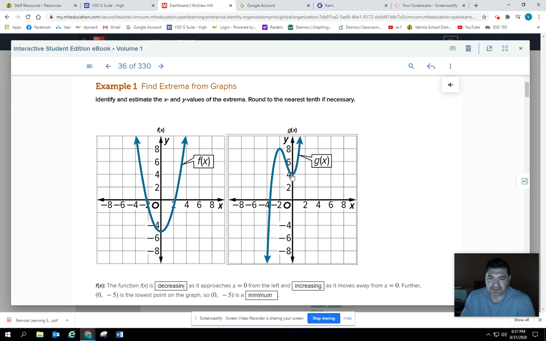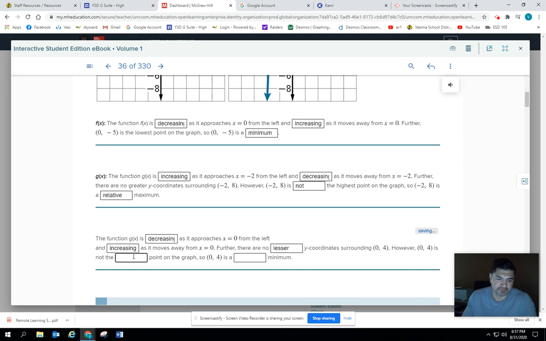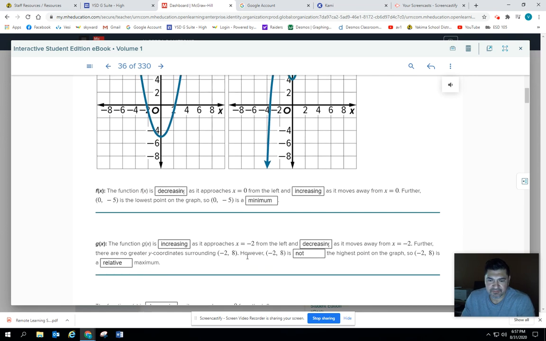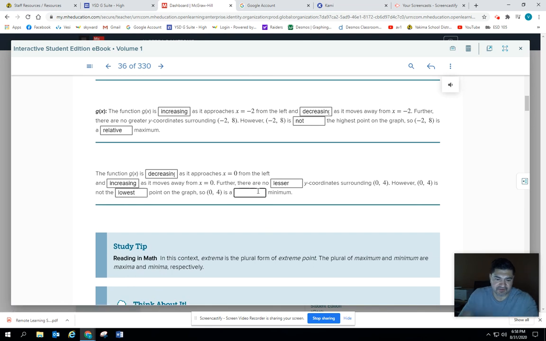0, 4 is not the lowest point because the lowest point would be all these points over here. So we're just going to put on here that it is not the lowest point on the graph. So 0, 4 is what kind of minimum? Around this area here, if it's close, we call it relative. So let's go ahead and type that in, relative.